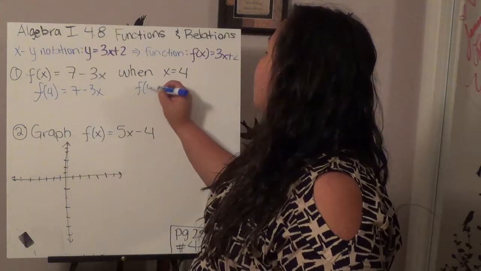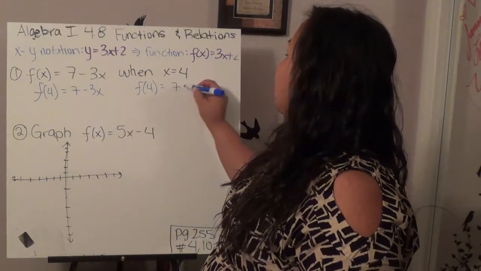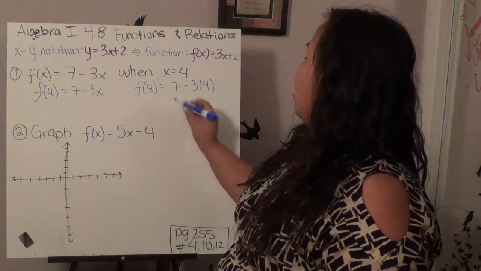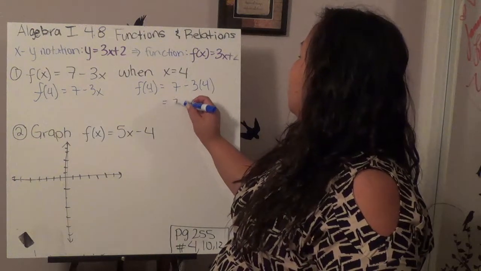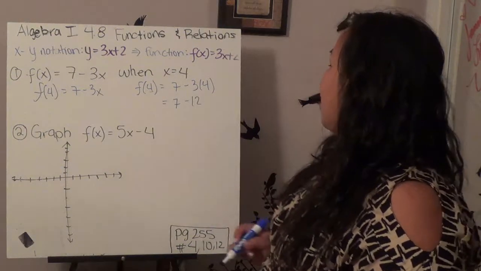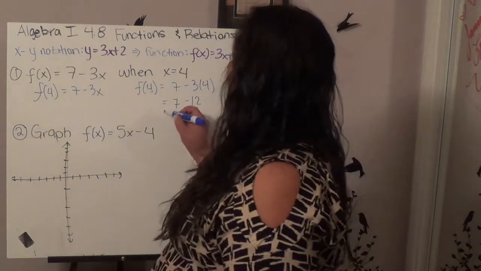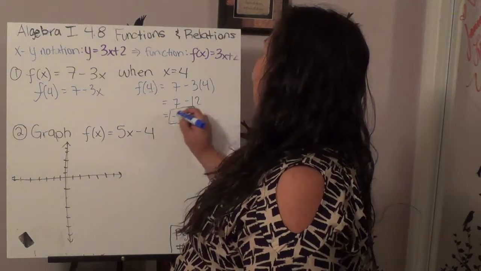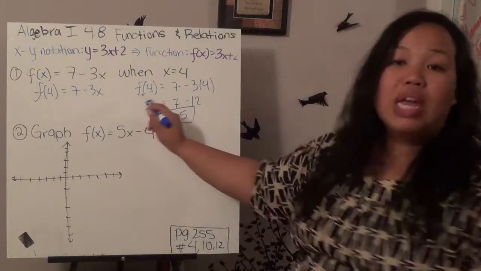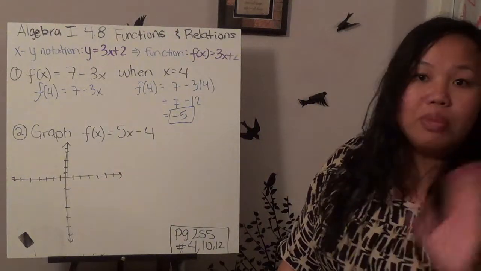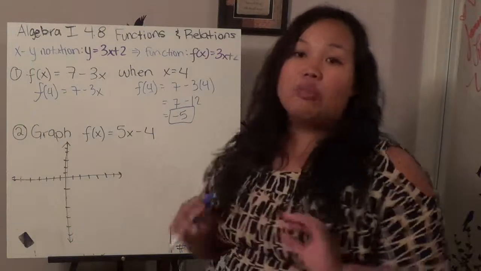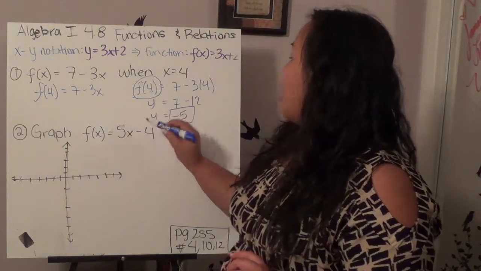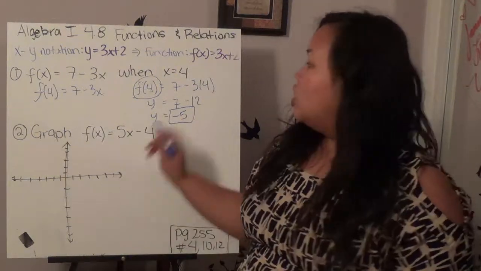So f of 4 would look like 7 minus 3 times 4, which equals 7 minus 12, and then 7 minus 12 is negative 5. My answer is negative 5. I don't do anything with the left side. It's not telling me to do anything with f, it's just giving me information. This whole thing is the same thing as if I were to put y. It's just an easy way to write it.